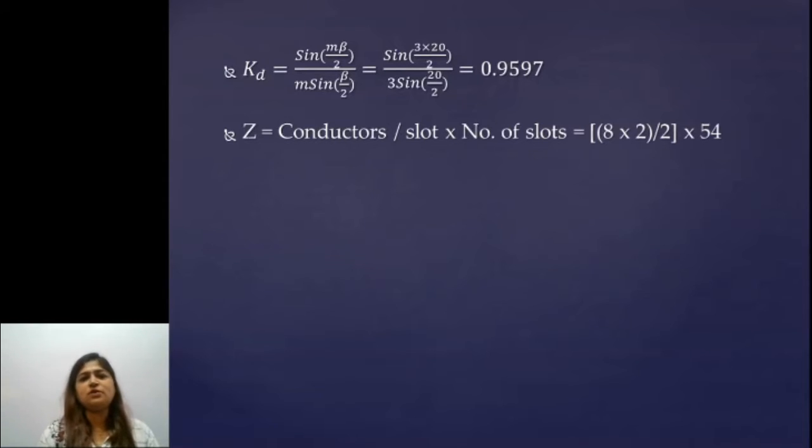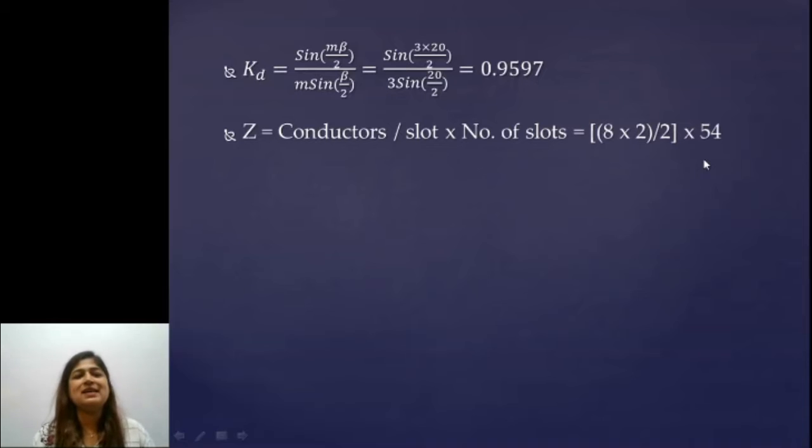Total number of conductors we know is the conductors per slot into the number of slots. But in this problem, we are not given conductors per slot. We are given turns, and that too in double layer. So to convert turns into conductors, we will multiply 8 into 2. 8 is the number of turns, into 2 will give you the total number of conductors. But the conductors are also arranged in double layer, so we will also divide it by 2. So basically it is given in turns and also in layers, double layer, so we will multiply and divide by 2. Ultimately, we will be left with 8.